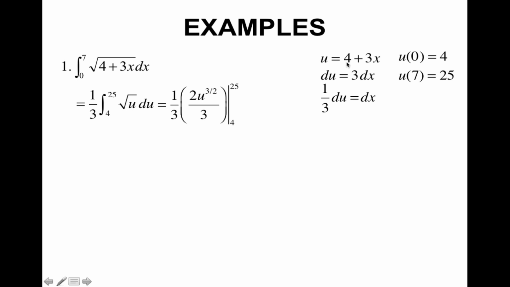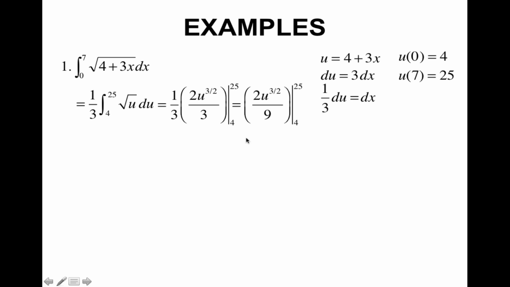Now, you could have resubstituted in the 4 plus 3x, but then you would have to use the 0 and the 7, which is totally fine. You get the same answer. So now I can just go ahead and evaluate in terms of 25 and in terms of 4, and then find the difference. But before I do that, I'm going to simplify this down a little bit to give me 2u to the 3/2 over 9.